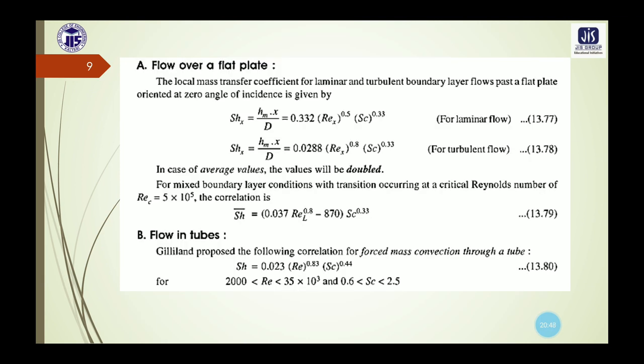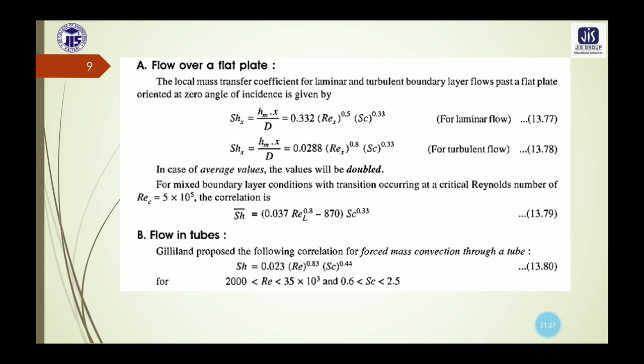Now there are different empirical relations based on this correlation of the convective heat transfer. First case is the flow over a flat plate. The local mass transfer coefficient for laminar and turbulent boundary layer flows past a flat plate oriented at zero angle of incidence is given by the Sherwood number Sh_x, that is the local Sherwood number. This equals h_m x by D, and the representation is 0.332 Reynolds number to the power 0.5 and Schmidt number to the power 0.33.